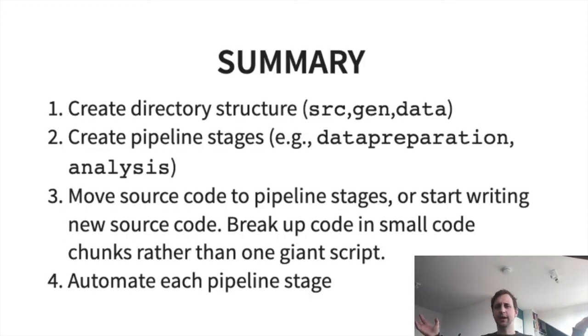So what's the summary here? How do you get started in defining your pipeline and automating it? Well, first of all, create a directory structure consisting of source code files, generated data, and raw data. Second, create pipeline stages such as data preparation, analysis, paper, but depending on the project that you're working on, be flexible and adapt it. Number 3, move your source code into these pipeline stages, or start writing new source code. It's extremely important to break up your code into small chunks rather than one giant script. And 4th, use make to automate each pipeline stage.